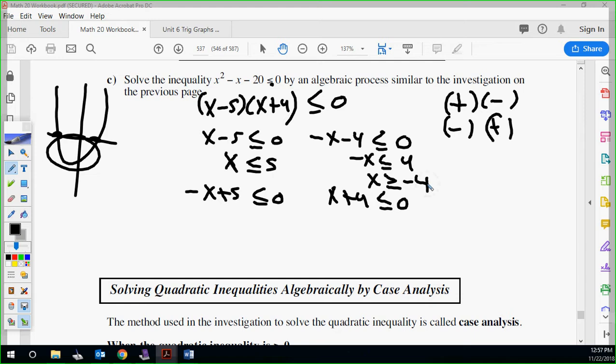So one's less than 5. One's greater than negative 4. That's actually probably going to work. We'll look at the next one, though.